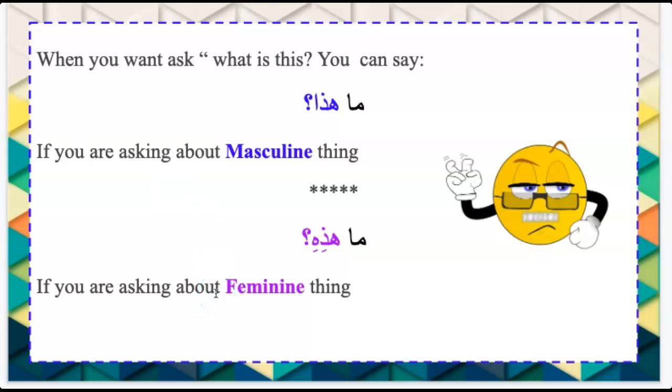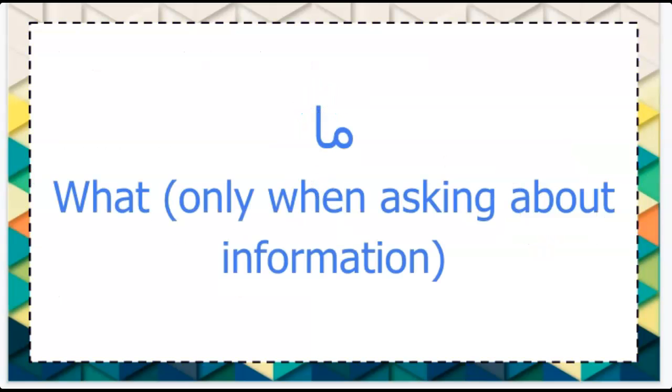If you're asking about a feminine thing, let's just say you're asking about the whiteboard, sabura. You'll say ما هذه, what is this? And you say sabura. So you don't really change the word هذا and هذه. You don't really change the question word, which is ma. You just keep it the same.